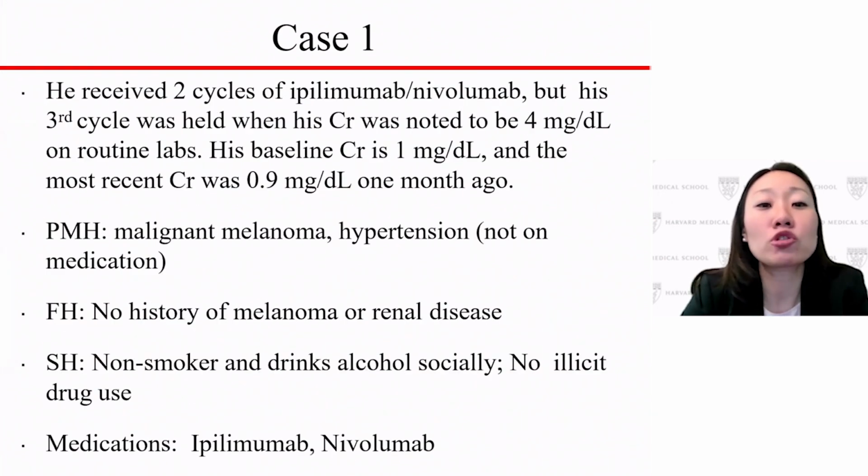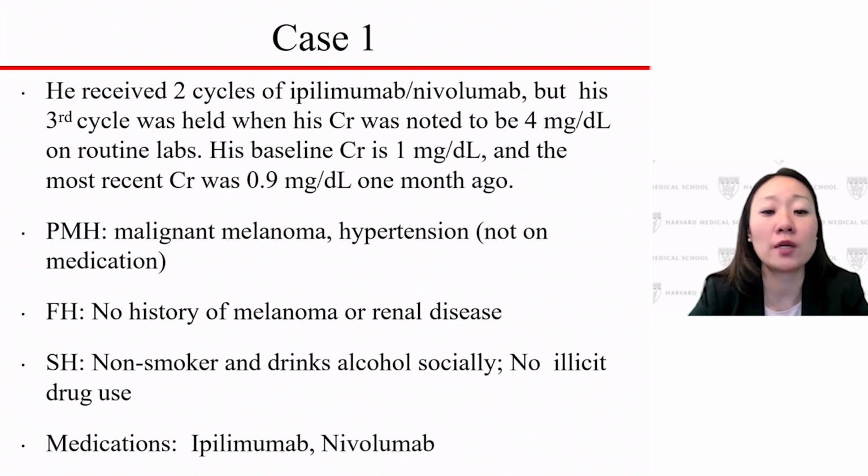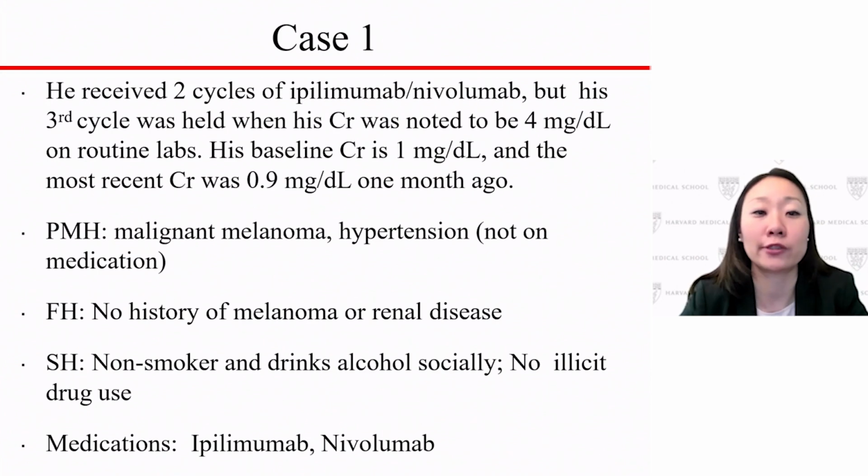The patient received 2 cycles of treatment with these immune checkpoint modulators, but his third cycle was subsequently held when his creatinine was noted to be 4 milligrams per deciliter on routine labs. His baseline creatinine, though, was 1 milligram per deciliter, and the most recent creatinine was a month ago at 0.9. His past medical history is notable for malignant melanoma, hypertension, no family history of kidney disease or melanoma, and his medications are only these immune checkpoint modulators.